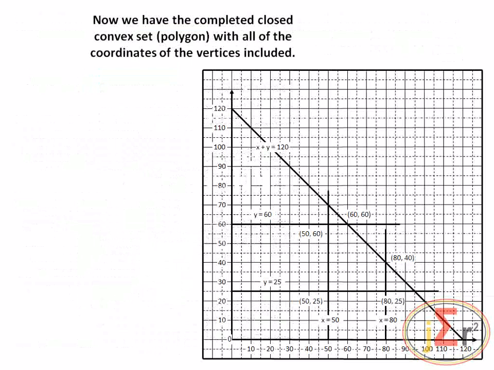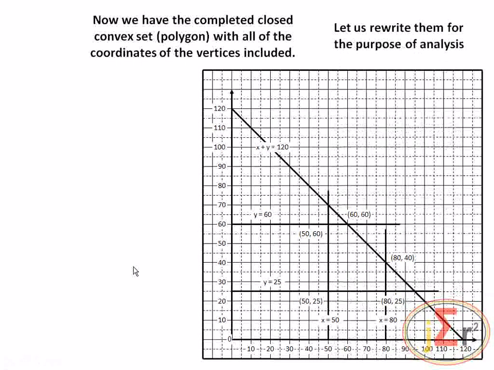There we have now all the vertices. Now we have completed the closed convex set, which is our polygon, of course, with all of the coordinates of the vertices included. So we have included all of the coordinates of the vertices as we can see them there. Put them under the microscope. We may rewrite them on our answer booklet.